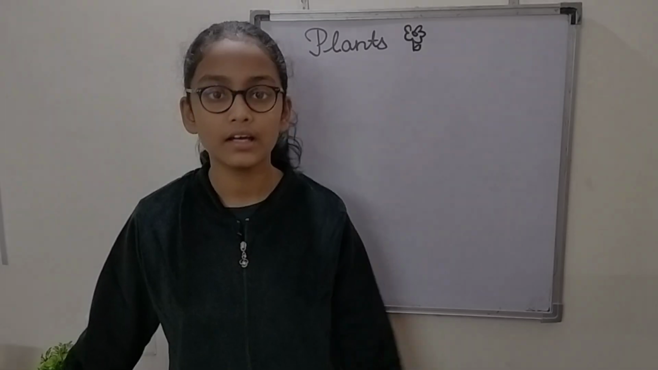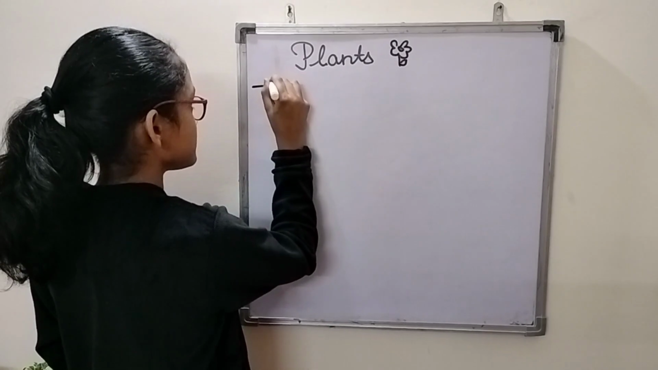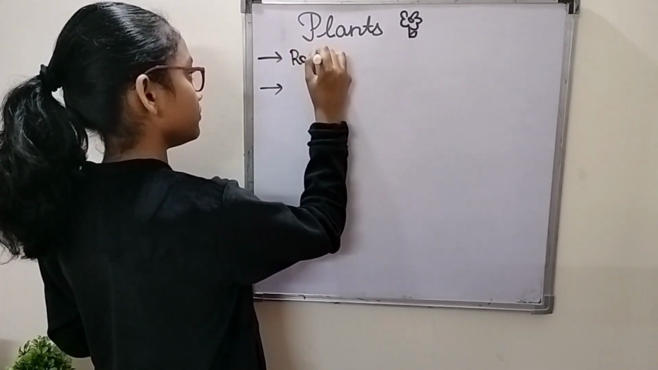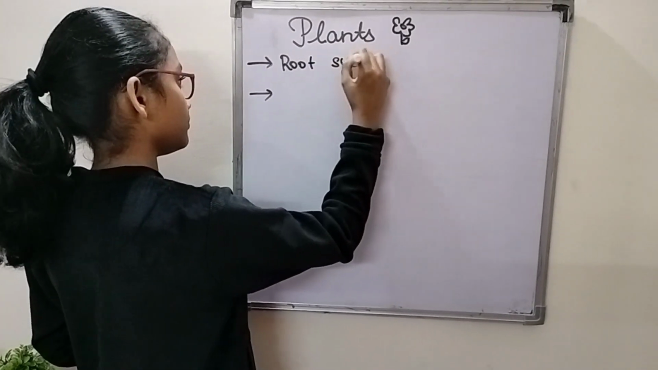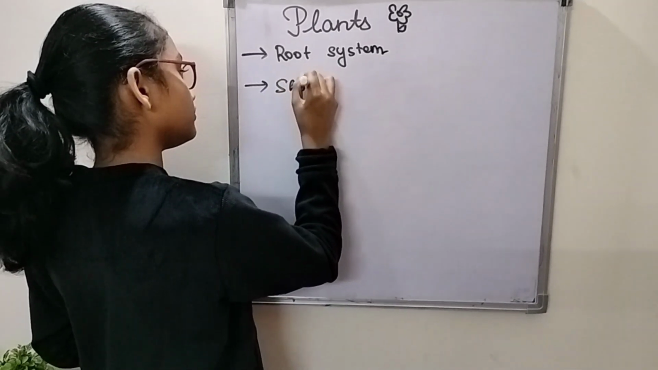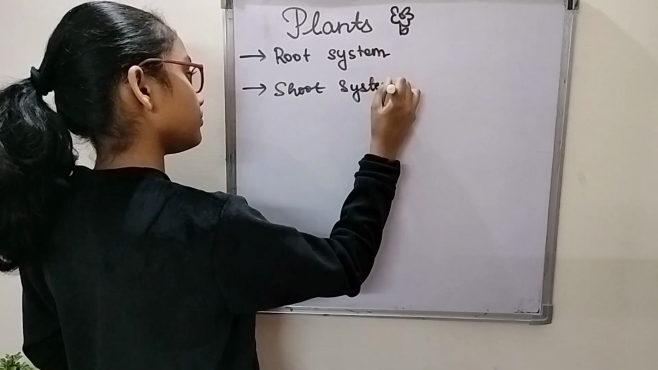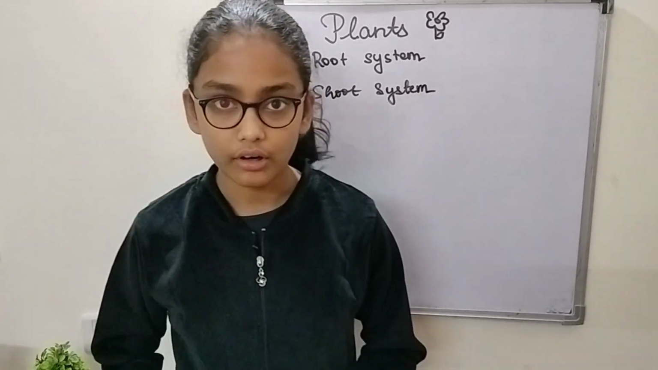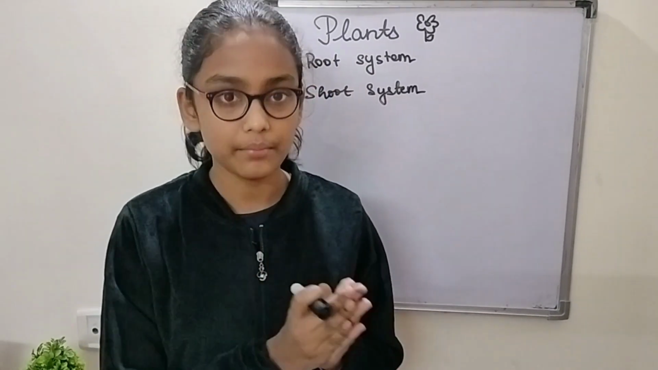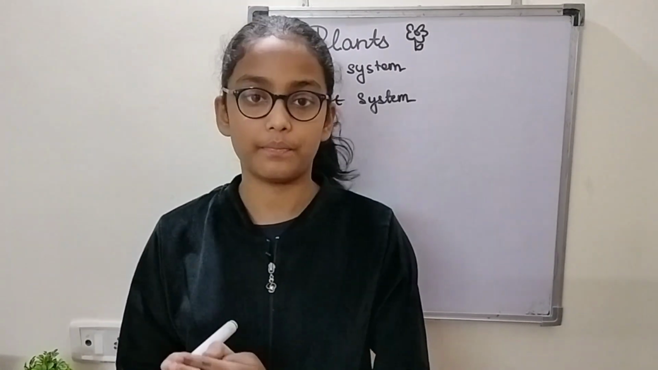So let's start. Plants have two parts: root system and shoot system. Let me draw, it would be more clear. And if I have to show a diagram, I will show it to you after each of my topics.